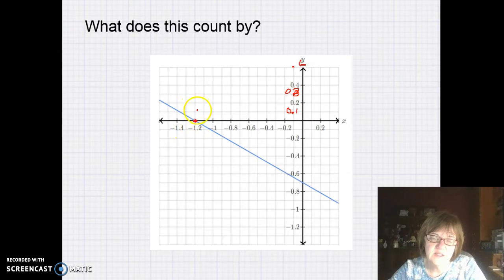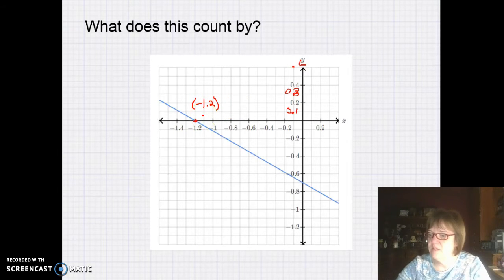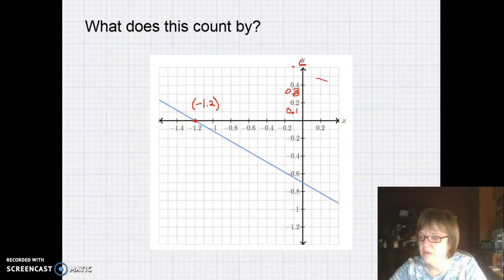But this is our x, and our x is at negative 1.2. And since we didn't go up or down, whoops, erase that. I forgot how for a second there. Eraser. Let's get rid of that one. I got it in the wrong place. There we go. And the y was at 0. So it's negative 1.2, 0 is our y.